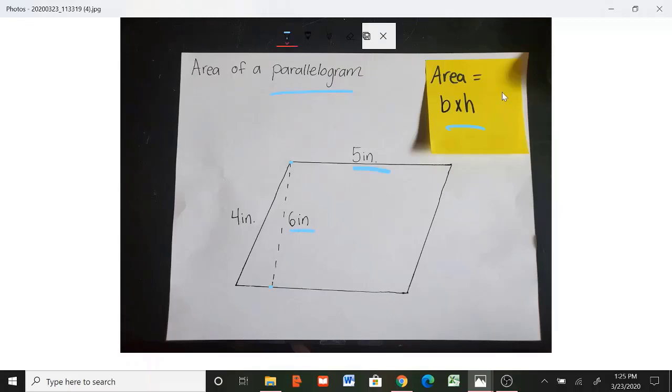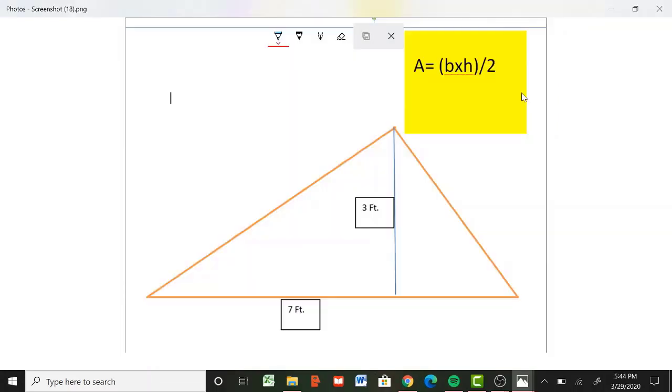We have our base, 5, times our height of 6. And if we multiply those numbers together, we would get 30. And then we have our units. It's important to remember your units. We have 30 inches squared. Okay? So to find the area of a parallelogram, you would use this formula, base times height.